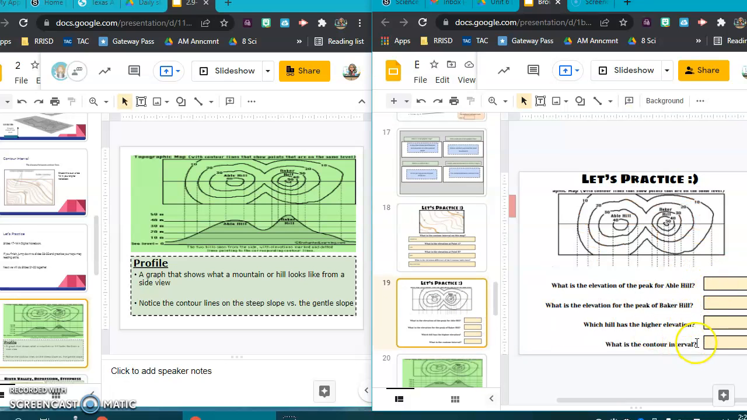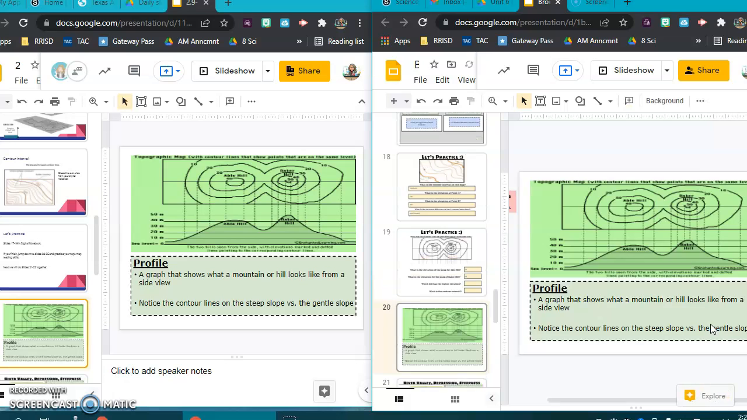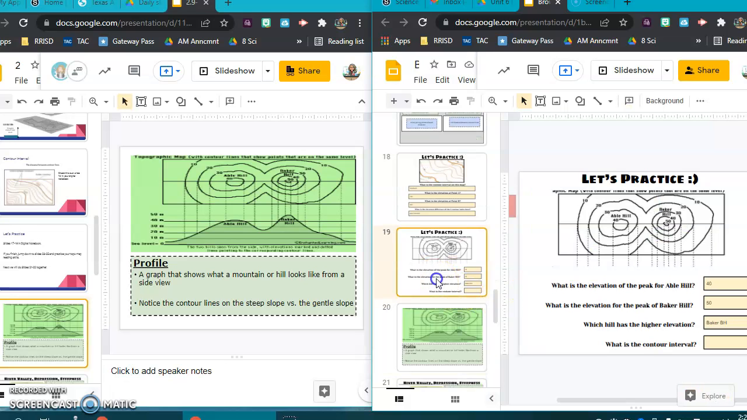Okay, same here. You're going to do these together. You want to pause and do this. So what's the elevation here? There's 40. Baker Hill, 50. Who's higher? Of course, Baker Hill. And what is the contour interval? Well, from line to line, it is 10.